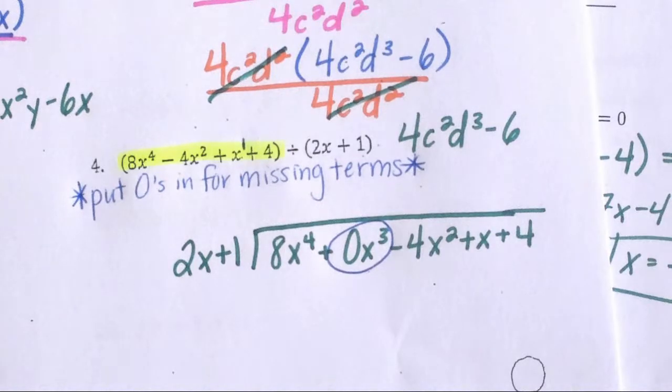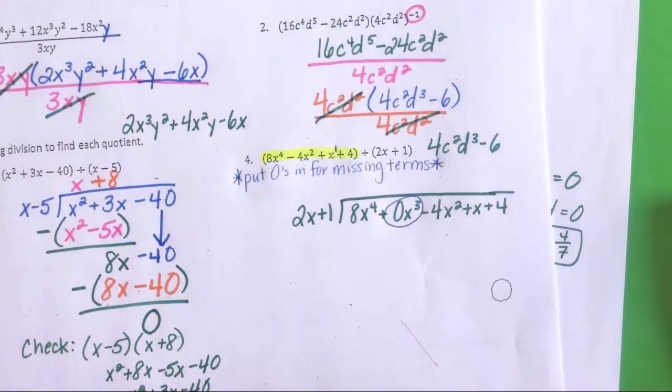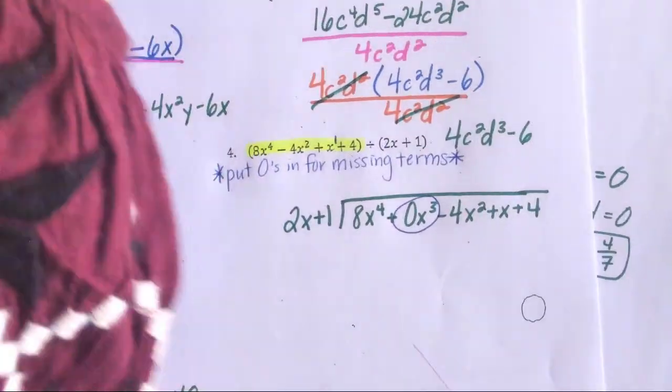Otherwise, you know how our lines were so pretty, let me zoom out. You know how our lines are so pretty and lining up just so? Stuff won't line up just so if we don't put in this 0 placeholder.